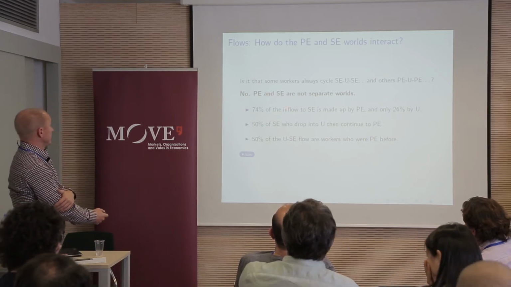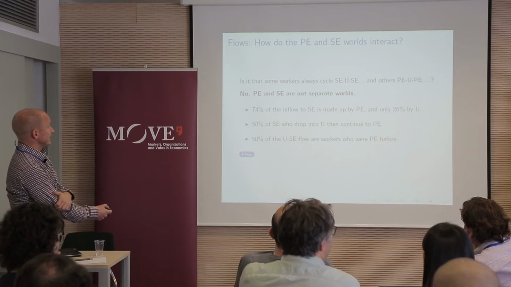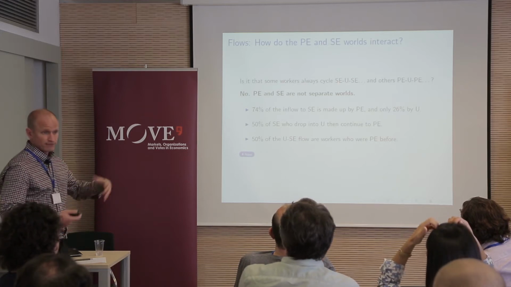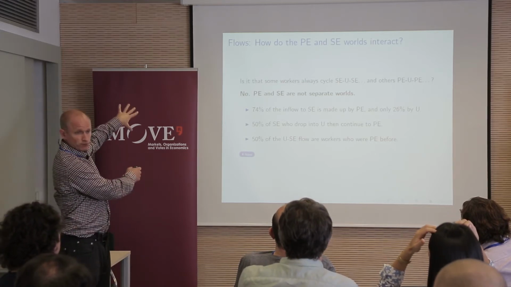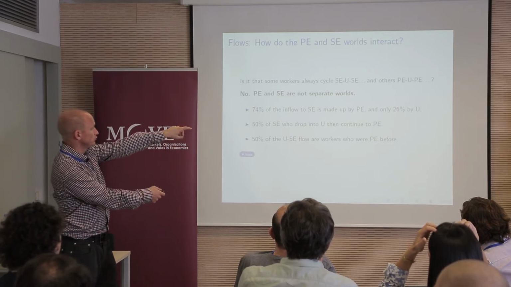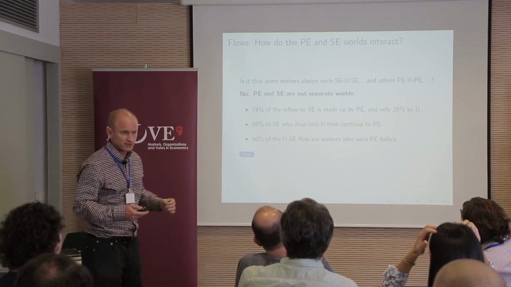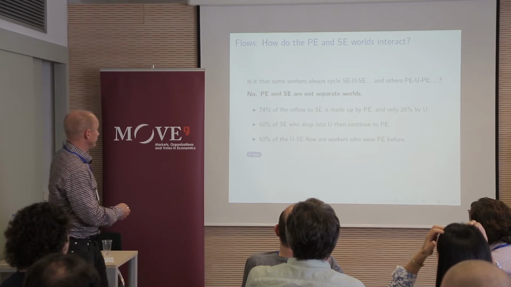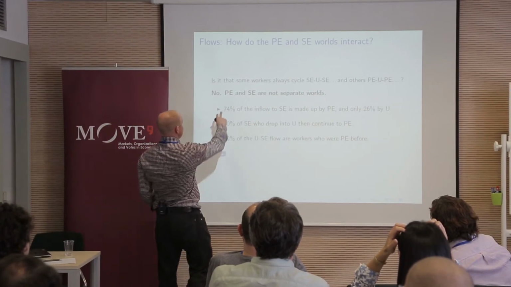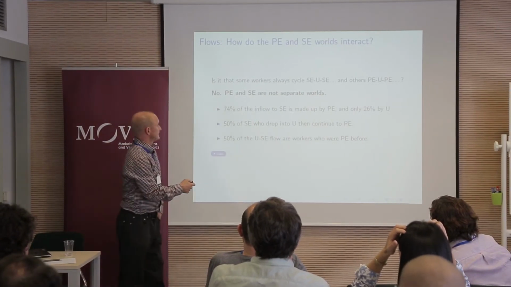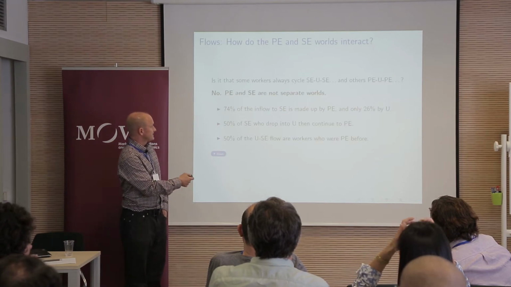Okay, so is it that some workers always cycle between self-employment, unemployment, self-employment again? They live in their separate model, and there are the PE guys who live in their Mortensen-Pissarides world? No, we find that looking at the flow data, PE and SE are not separate worlds. So let me just give you the 3 snippets here.